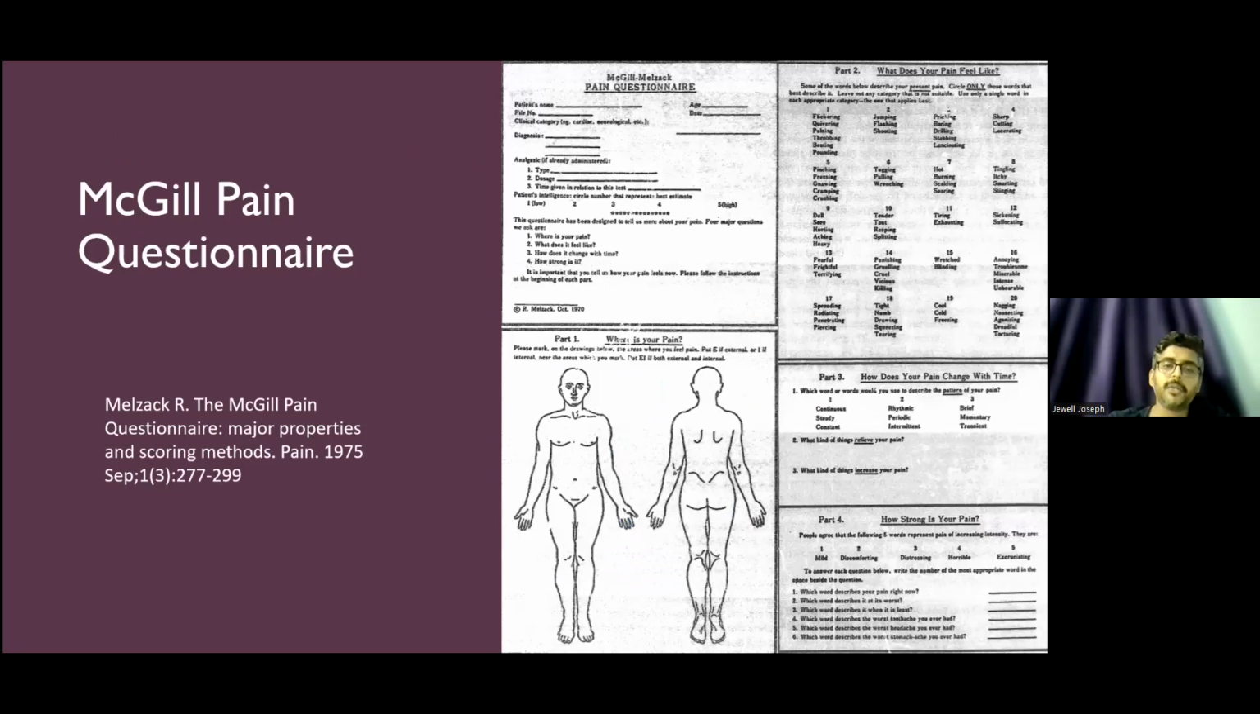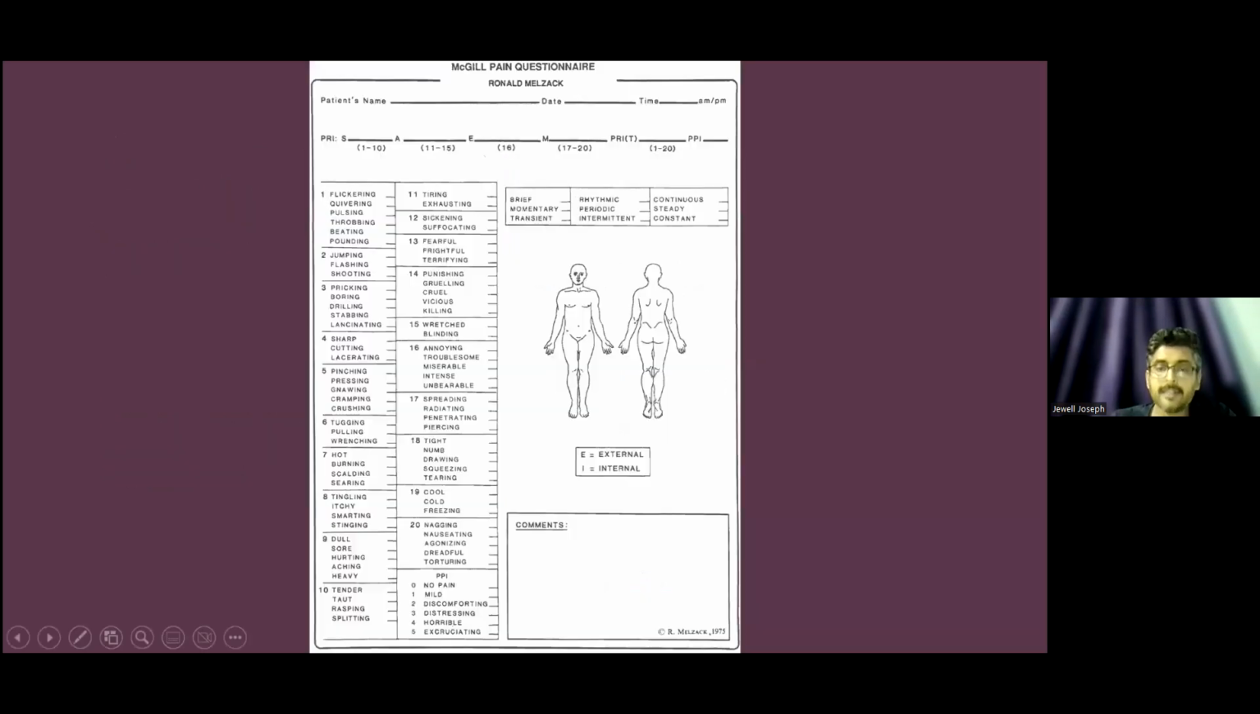Now we are coming to the multidimensional questionnaire. The first example would be the McGill pain questionnaire, which was developed at McGill University. The first draft came out in 1975. This was the original McGill pain questionnaire. This is the modified version that we usually see. The McGill pain questionnaire basically has the severity of the pain and also the position of the pain. The severity of the pain we can actually score, and they have a detailed section regarding the type of pain.